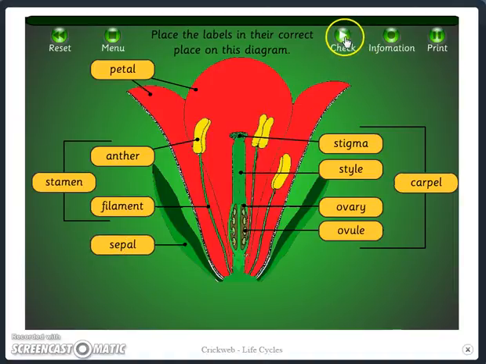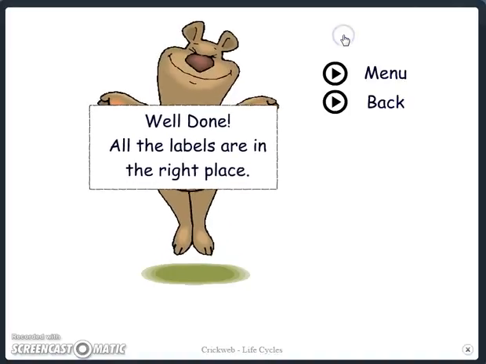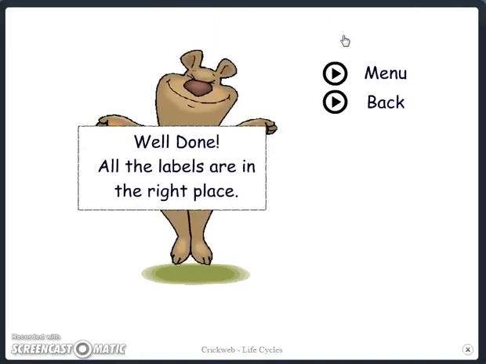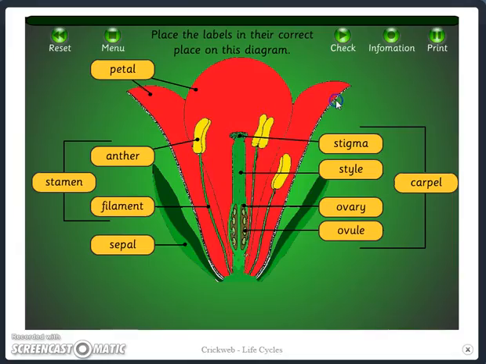Alright, let's check how we did. Fantastic. Alright. We're going to move right along now and take a look and compare our picture of a flower with a real flower.